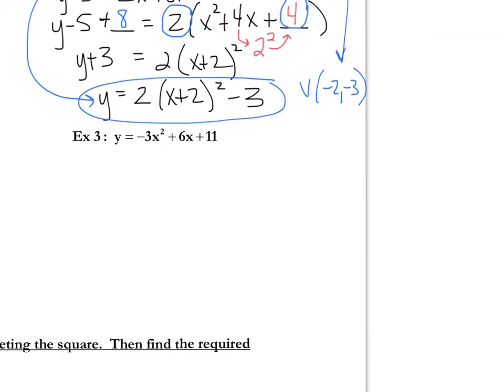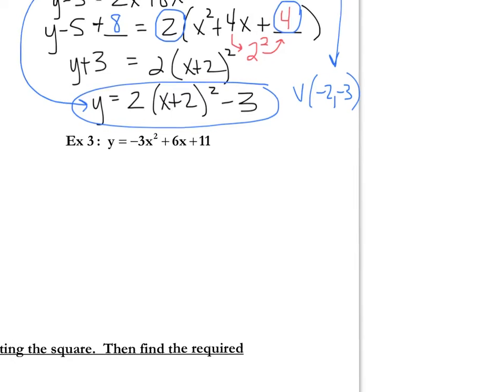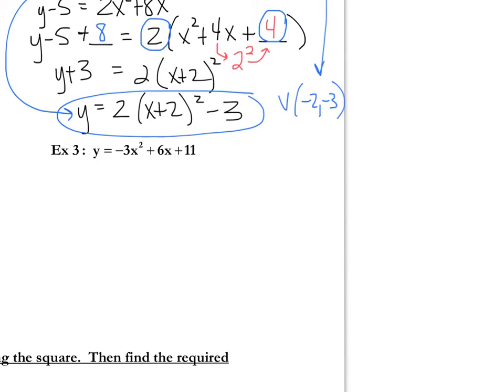Let's try this next one. Okay, I'm going to start by moving over the 11. Here's a tip, actually: you might want to pause the video and see if you can do this one on your own and then check your answer, or you could just walk through it with me step by step if you like to. So I'm going to move over the 11. I'm also going to factor out the negative 3. So be careful when you factor out that negative 3, it changes the sign of the 6.